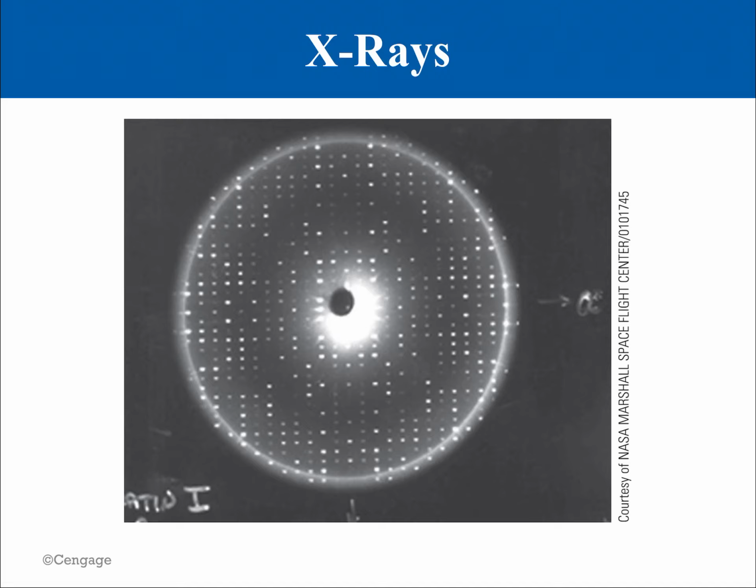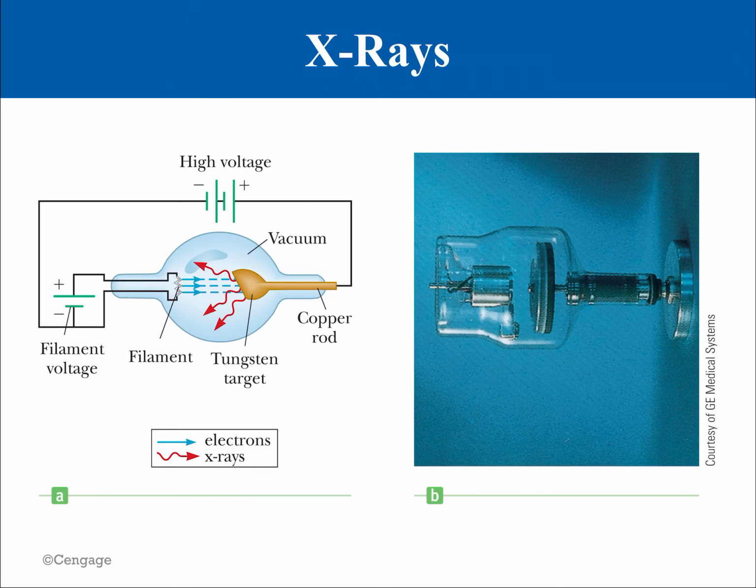As a result, they can be diffracted by the regular atomic spacing in a crystalline lattice of a solid. That means that crystals can actually act as a diffraction grating for X-rays. So let's take a look at a diffraction pattern. We see a picture of one, but let's take a look at the process.